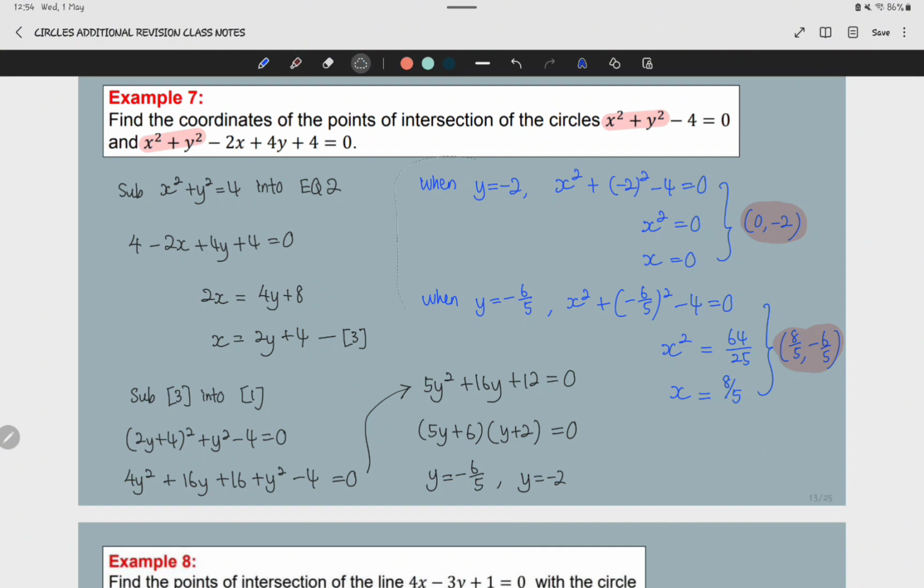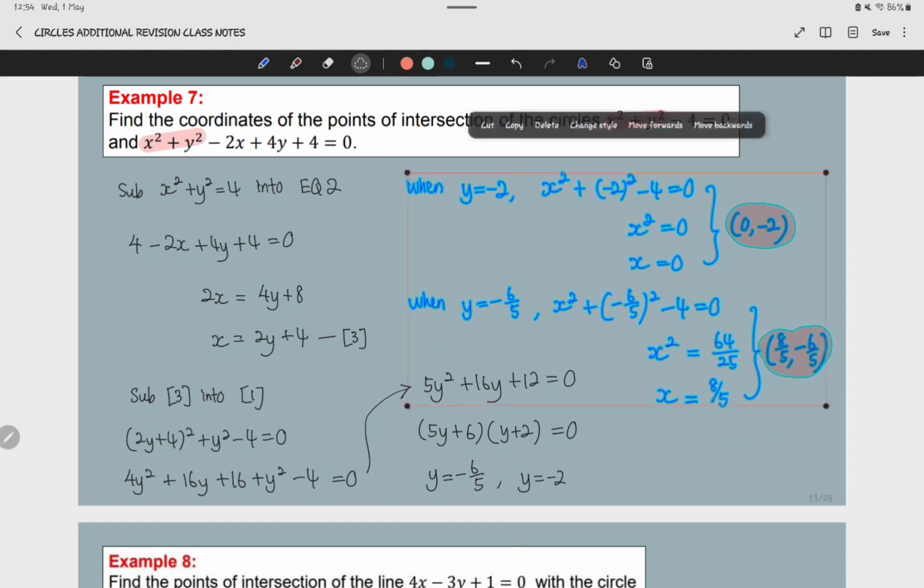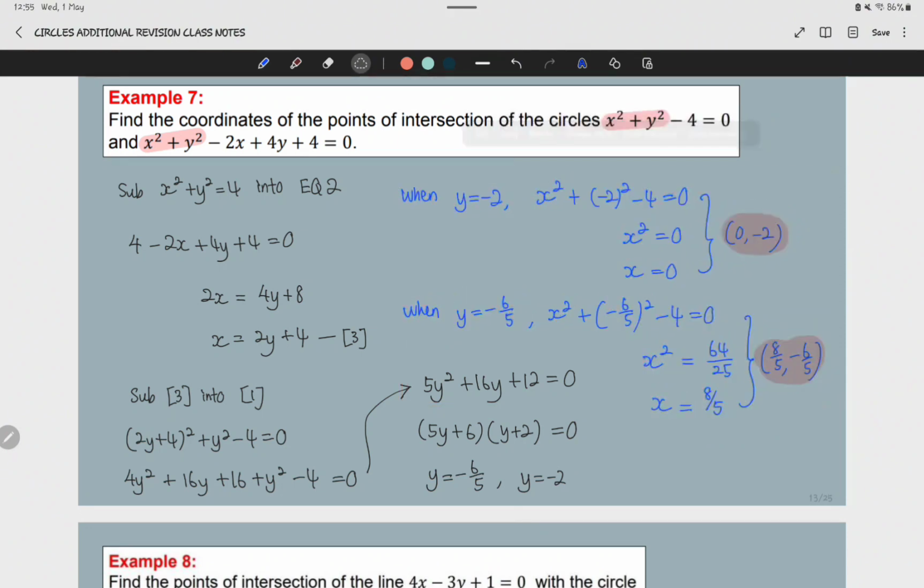So what if suddenly they ask you to sketch the 2 circles? No, that is not too difficult. You can get these 2 intersection points and label them onto your diagram. You can get the general equations given already to you, the circles, and so on. Okay, so this is how you solve this question.